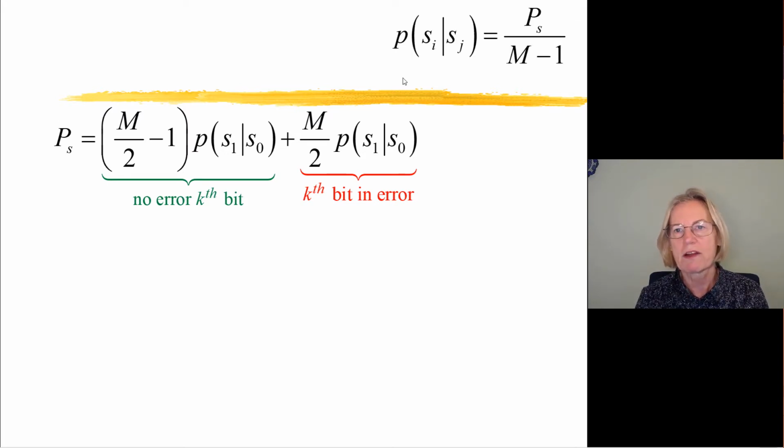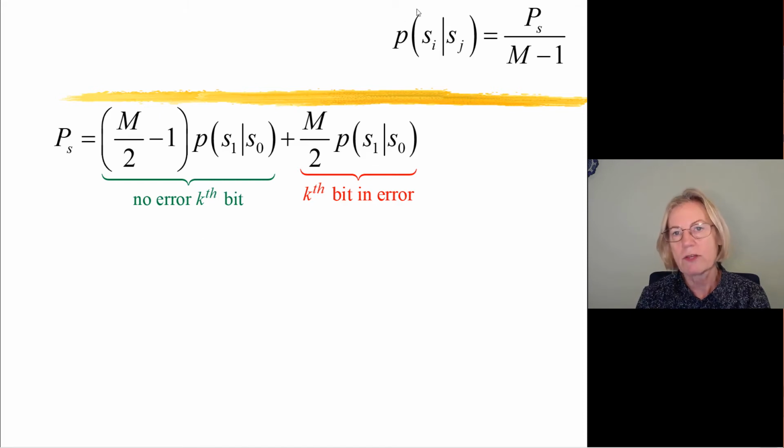Remember, probability of symbol error was m-1 times the conditional, m-1, but I'm going to divide that m-1 into the two groups. There's a group that is m over 2 minus 1, and another group that's m over 2. And of course, if I add these up, I'll get this relationship. But it's important because now I can identify that this m over 2 minus 1, they had no error in the kth bit. This part contributed an error in the kth bit. So I can concentrate on this red part. That's going to be contributing to my bit error.